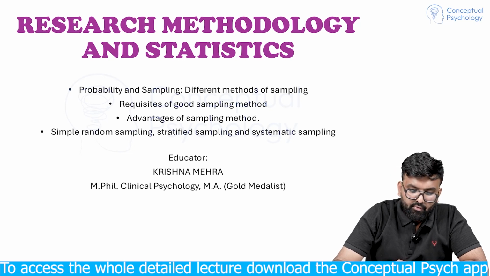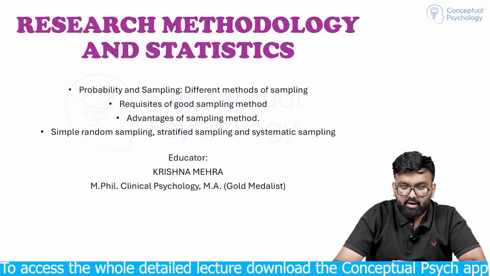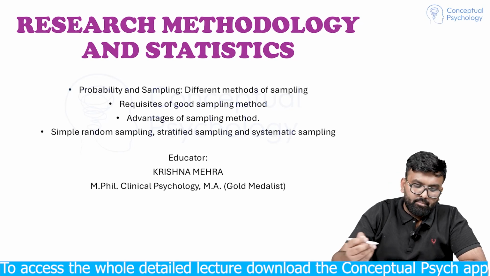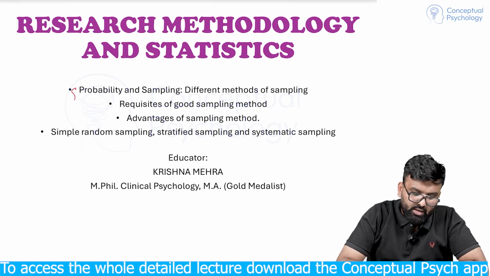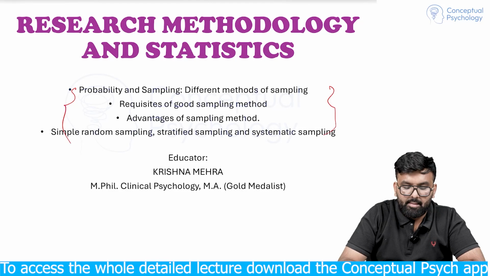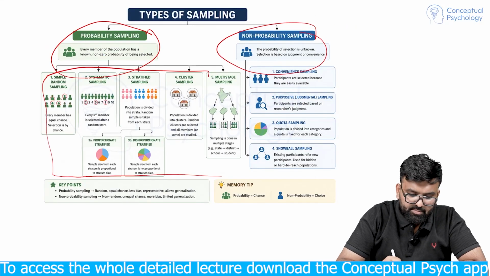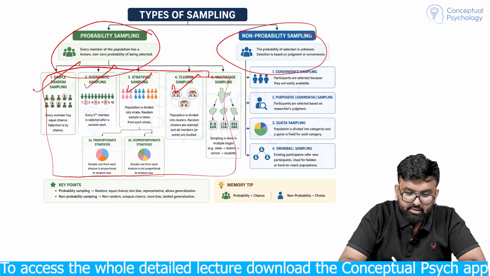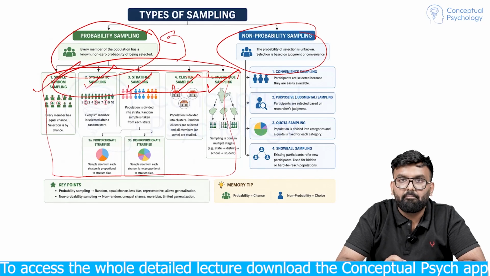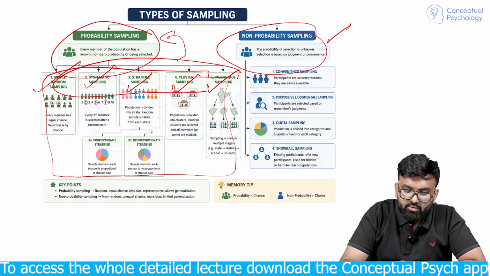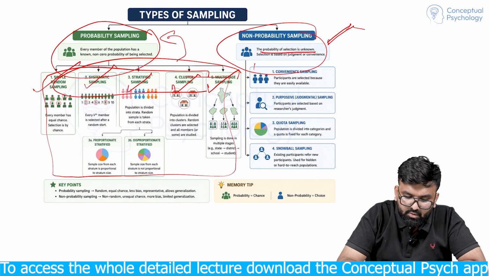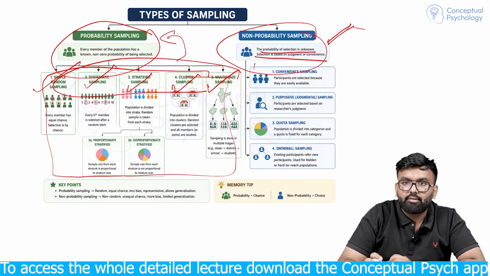So today we will be covering the remaining sampling part, that is non-probability sampling. Before that we will also revise or quickly recap what we studied in sampling so far. These are the types of sampling we have covered: simple random, systematic, stratified, cluster and multi-stage sampling, which come under probability sampling. Today we'll be covering non-probability sampling, where the probability of selection is unknown. Selection is based on judgment or convenience.